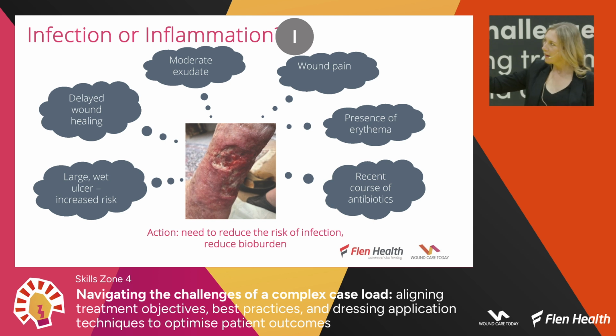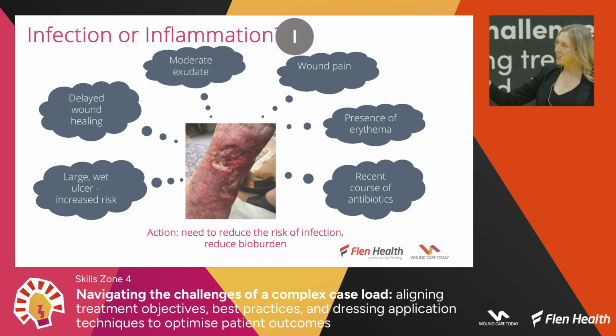However, with June, she had a large wet leg ulcer. We expect the wet because it's a leg ulcer, but she's just been on antibiotics. She's been on a course of antibiotics, the full course. She does have some erythema, but there's no signs of actual infection. She's got wound pain, but she had that before, so there's no distinct changes in her. However, she is at risk of infection.